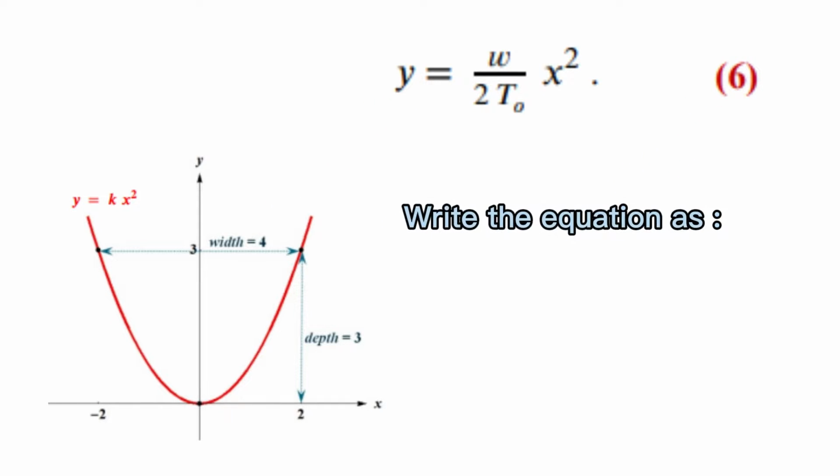Let us note one or two implications of the result 6. Although the equation seems to involve two unknown quantities W and T0, only their ratio is involved. We can in fact write the equation as y is equal to kx squared, where k is equal to W divided by 2T0. To determine the equation of the parabola, we need to know the coordinates of one point through which the parabola must go.